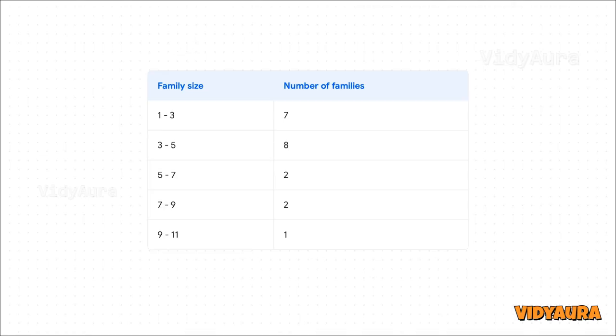So just imagine you've got this data from a survey, right? This table here shows family sizes in a neighborhood. You can see right away that the group 3 to 5 people is the most common, but what if you need to be more specific? What's the single most likely family size? Is it 3? Is it 4? Maybe 5? The table itself doesn't give us that exact number.